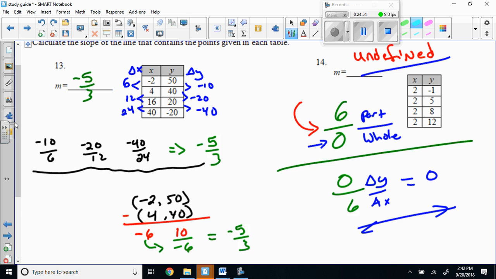It's an equivalent fraction, right? But when you simplify it, guess what happens? You come out with the same thing.